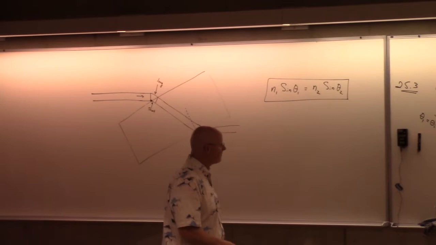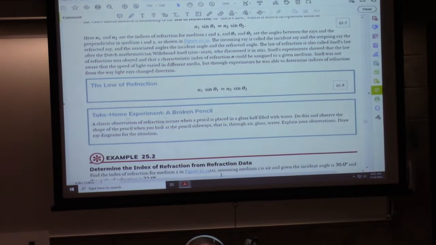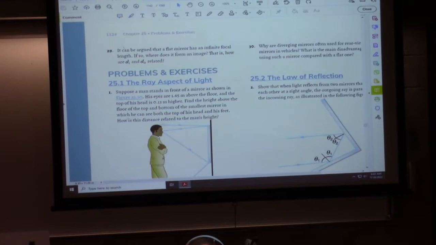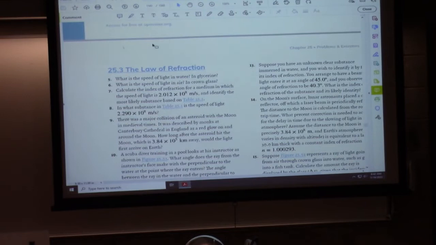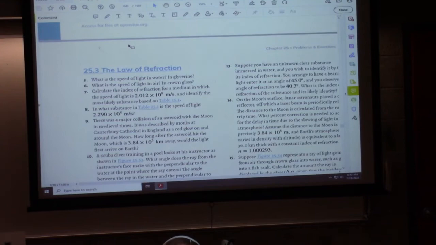Let's go to, how about example number 5 here. And jumping over to page 1142. See, we did number 2 earlier. Let's try this one on refraction. The first one says just what is the speed of light in water? And what is it in glycerin? All right, so this one, I guess, doesn't have the law of refraction in it. It just is, what's the speed?